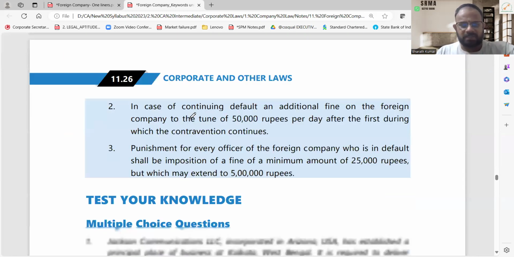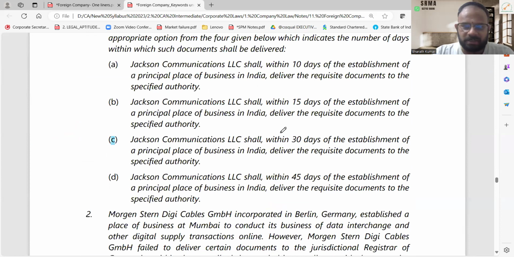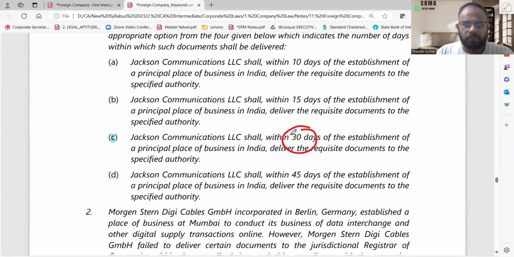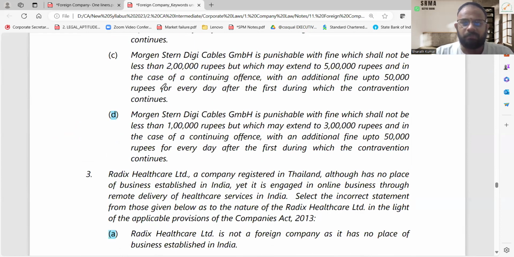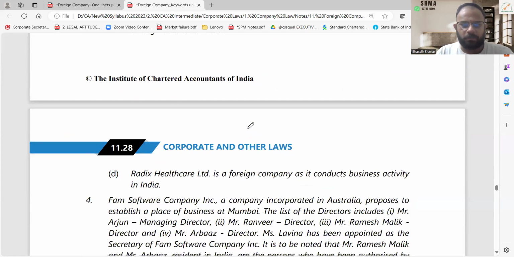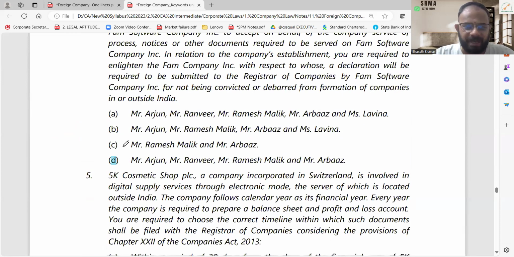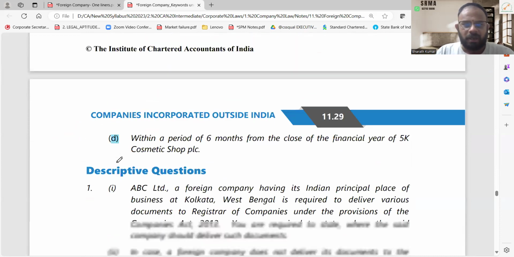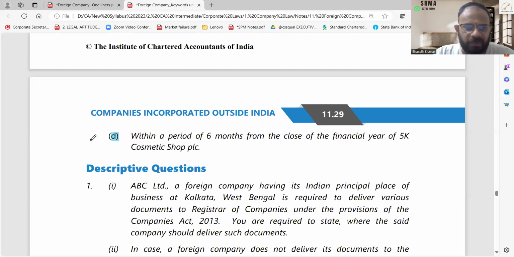Now, summary you can glance. Multiple choice question: 30 days count. I told you which is important. Then the punishment, I told you it is important. They have asked this question. Then what if there is no place of business in India? It's not a foreign company. That is one point. Fourth, who and all will be liable for this? All the directors and company secretary, that one pointer. And then within 6 months of the close of the financial year, you should give the documents which I told you. I told you 30 days, 60 days, 6 months, all this.